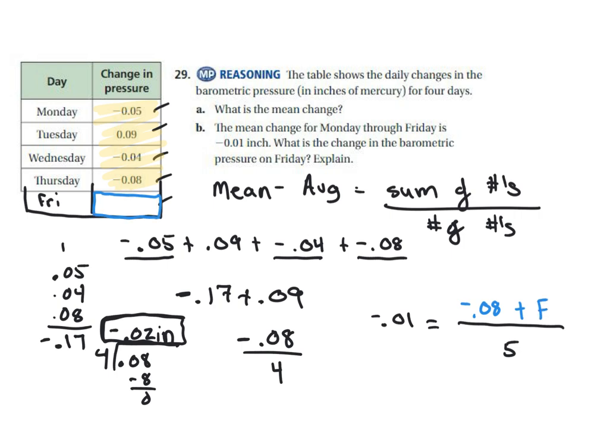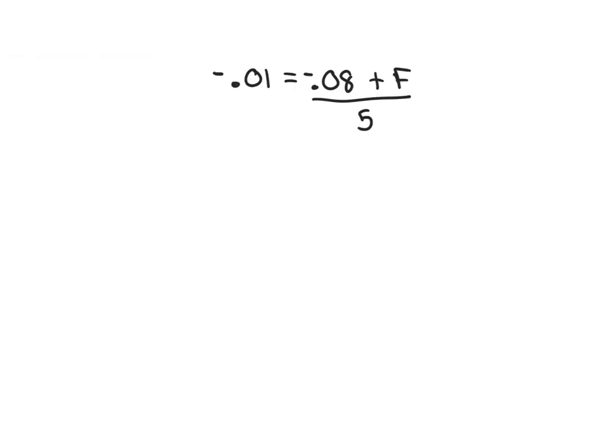So we have negative 0.01. That's our average for all 5 days. The sum of the numbers is negative 0.08 plus Friday, which we don't know, and we're going to divide by 5, which is our number of numbers. So let's take this now and put it on a separate page so we can solve for f and have a little bit more space. All right, so now that we have this equation set up, we will draw our line down through and we'll try to isolate this variable being f.